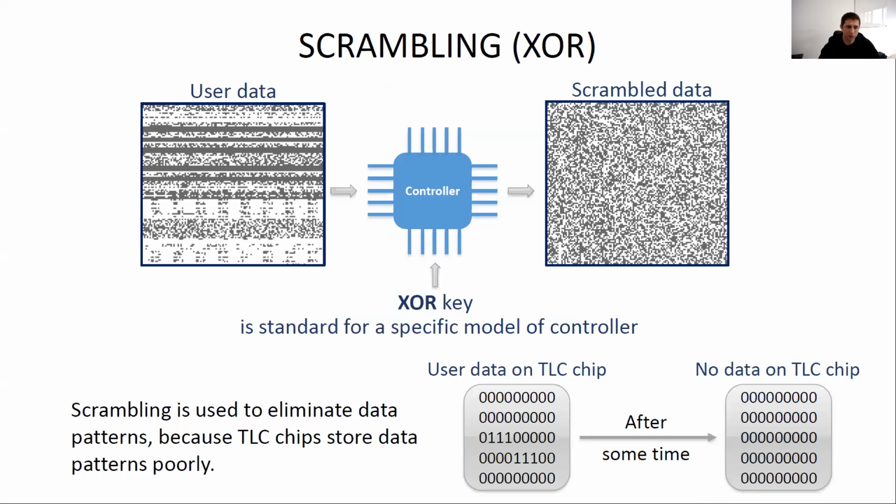Is this understandable? Do you understand this? Why does the controller apply inversion and XOR?